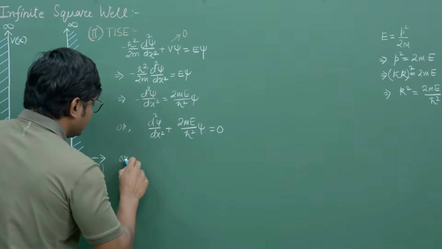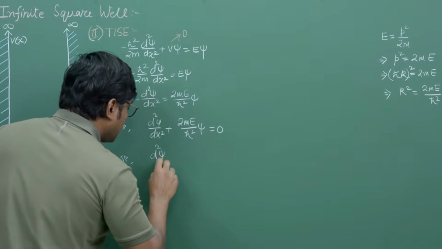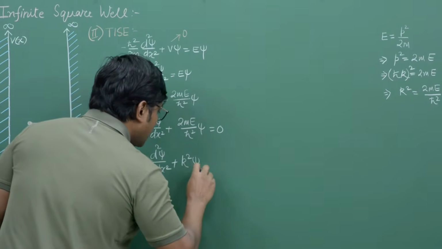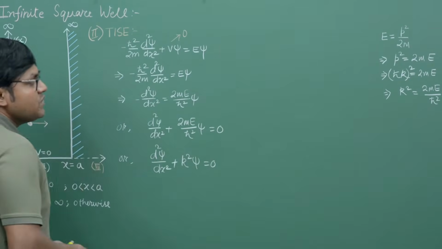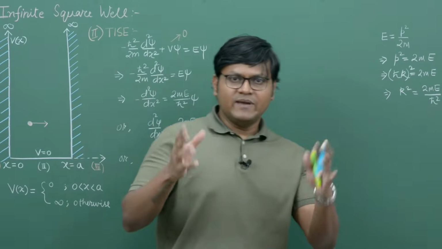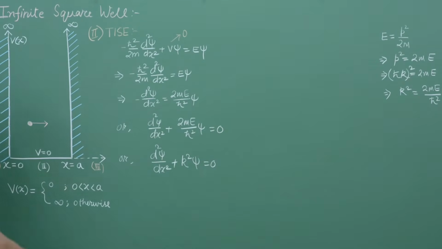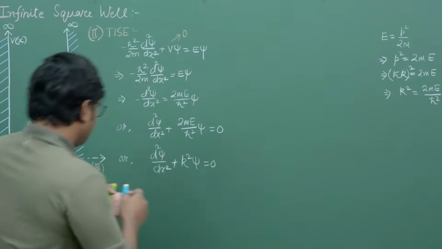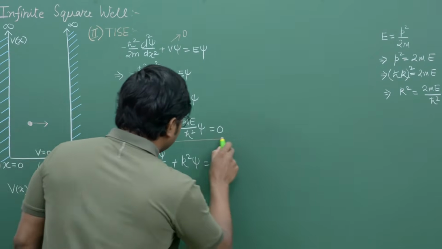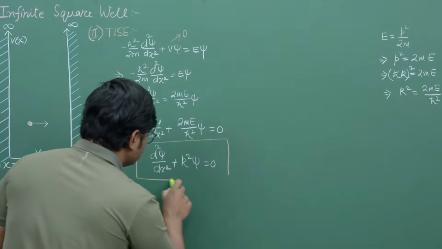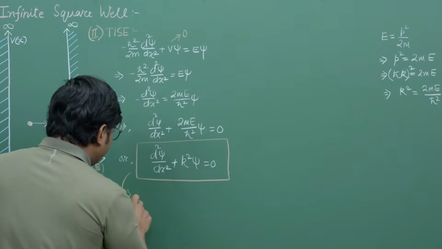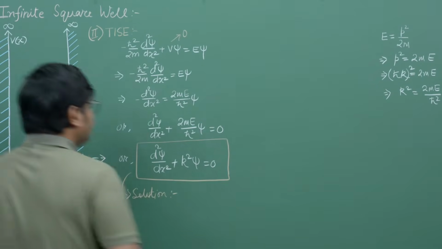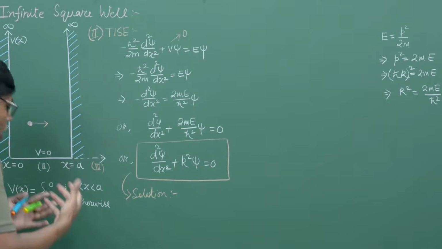So finally I can write the differential equation as d²ψ/dx² + k²ψ = 0, where k is basically the wave number associated with whatever the wave mechanical solution of the Schrodinger equation is for this particular particle, and that is related to momentum or the energy in this particular fashion. So this is the differential equation. Now the solution of this differential equation is actually very simple, because this is a very standard differential equation that has oscillatory solutions.